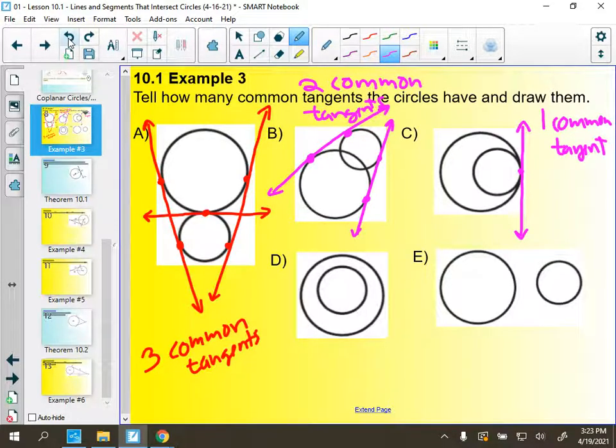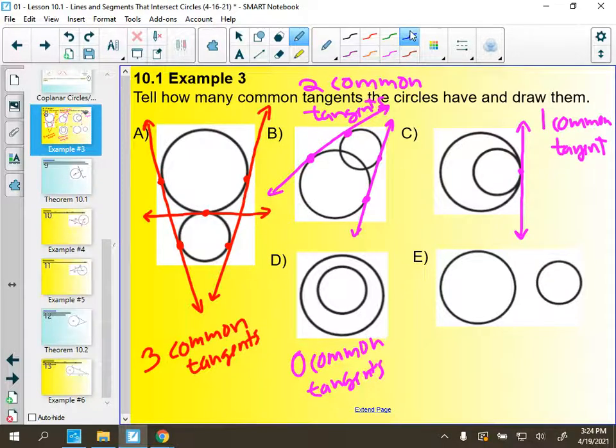For part D, where I have that circle inside a circle, we just talked about it. There's no way I can get a line to intersect this one at all without intersecting this outer one twice. So in this one, we'd say 0 common tangents.